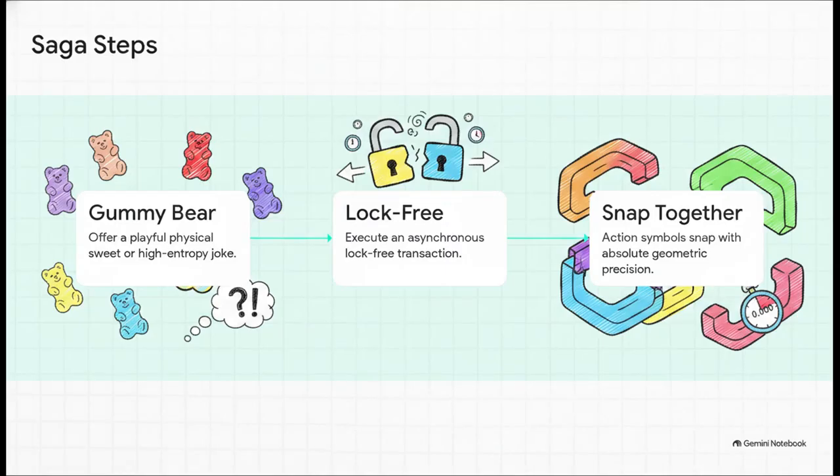Let's walk through the actual business-level saga steps for this asynchronous fix. Step 1. You offer a playful gummy bear. This could be a physical sweet or just a highly entropic joke. Step 2. This operates strictly as an asynchronous, lock-free transaction. It does not demand an immediate response, which means your system doesn't freeze up waiting for one.